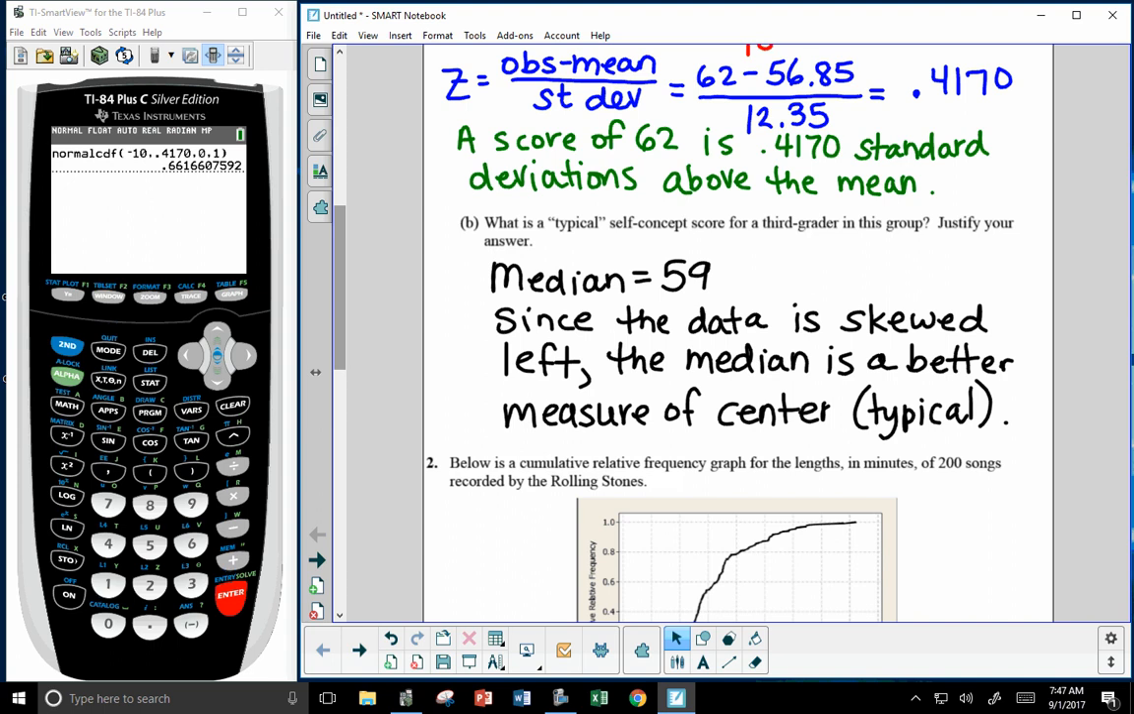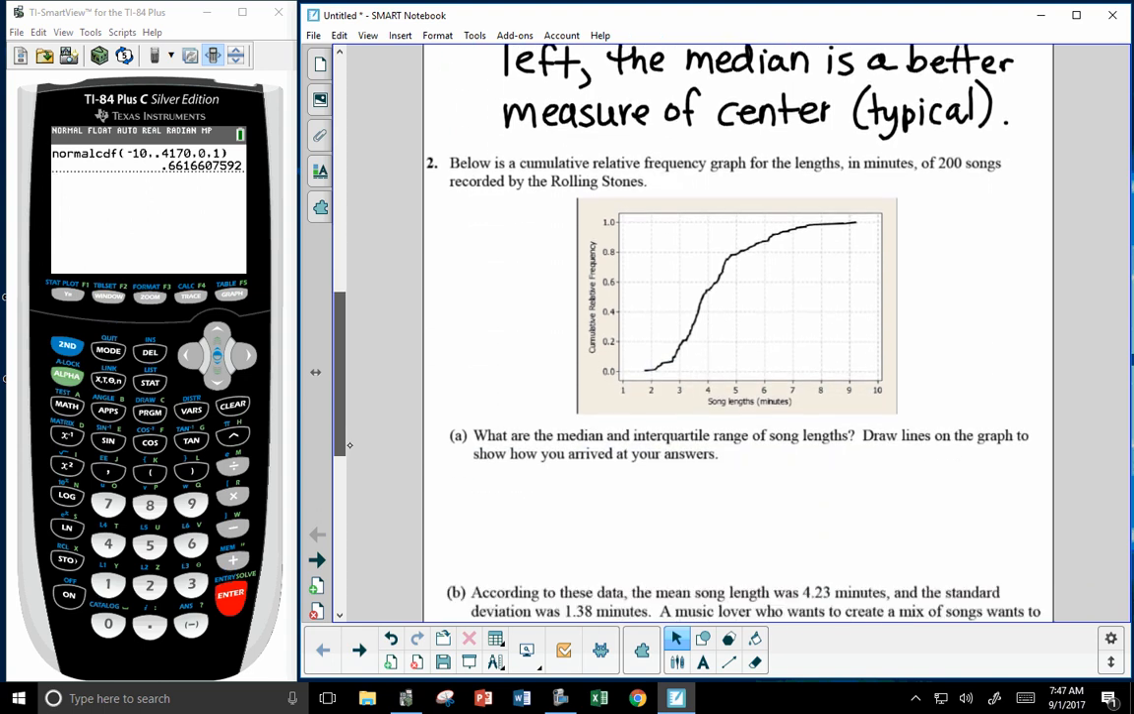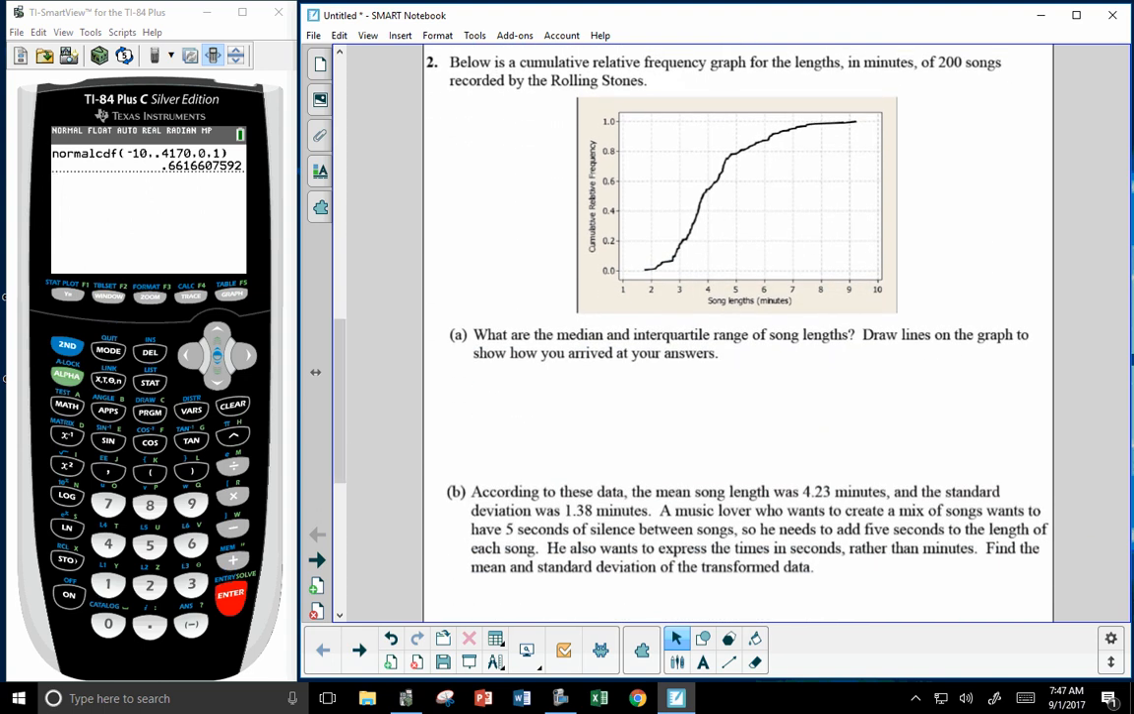Okay. Number 2, below is a cumulative relative frequency graph for the lengths in minutes of 200 songs recorded by the Rolling Stones. So if we look at the graph, notice it goes from 0 to 1, but that 1 represents 100%. So when you see the 0.4, that's 40%. The 0.6 is 60%, and so on. So they ask, what are the median and the interquartile range of song lengths? Draw lines on the graph to show how you arrive at your answer.